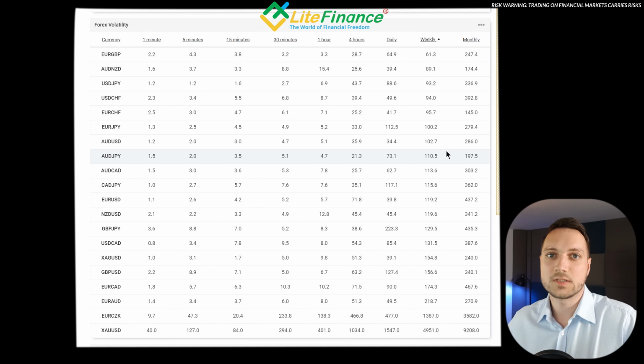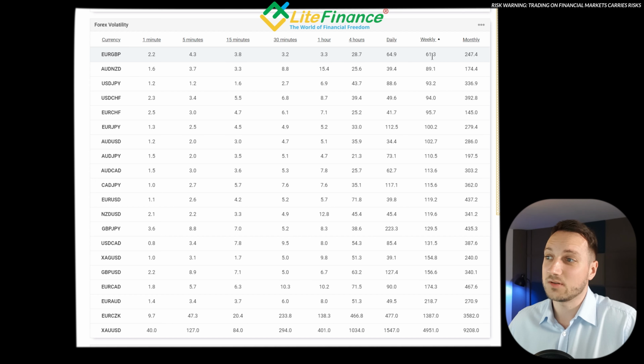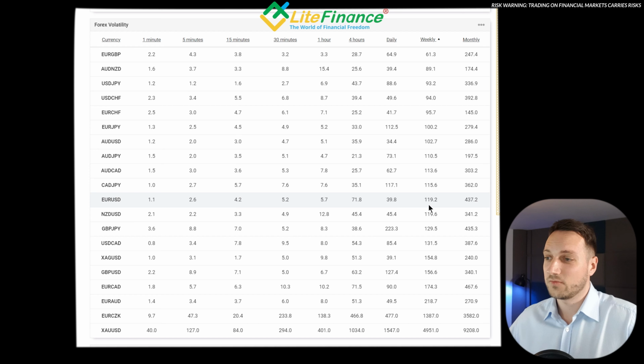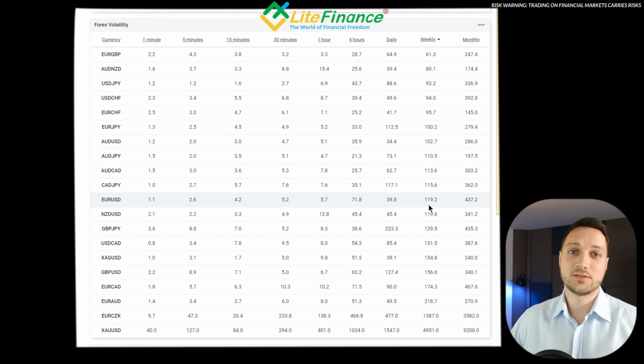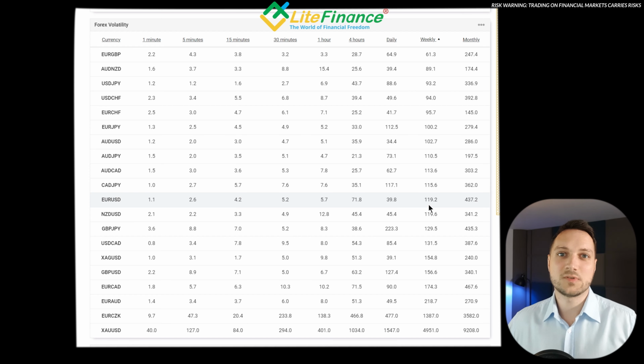For the start, let's check the recent FX volatility. As you can see, one of the most popular currency pairs like Euro Pound and USD JPY, in the weekly volatility, are traded in the range of 61 pips, and for example Euro USD almost 120 pips. So this is a very small movement, and if you, for example, try to take 70 pips out of the market, it would be very hard to do.